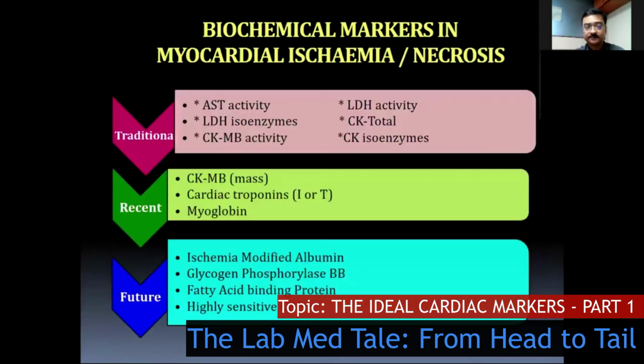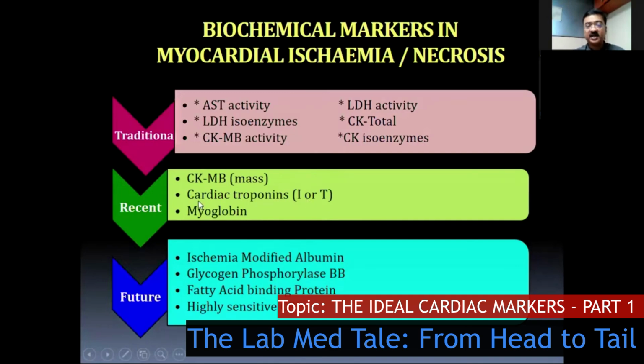Now, the biochemical markers that we traditionally called cardiac markers were CK, CKMB, LDH and SGOT. More recently we use others, particularly CKMB mass. And the most important thing is that the champions of the time now are the cardiac troponins.